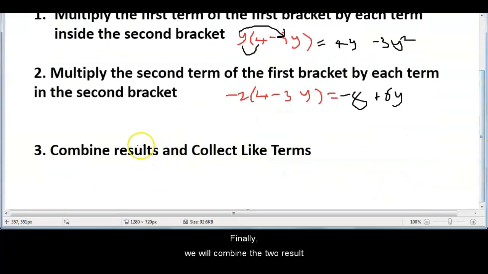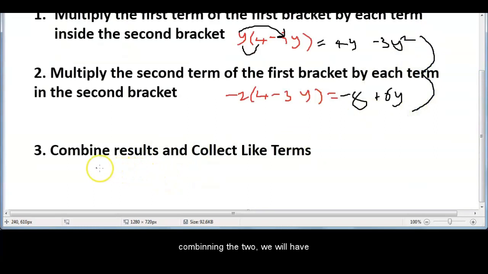Finally, we combine the two results. So combining the two, we'll have 4y minus 3y squared minus 8 plus 6y.